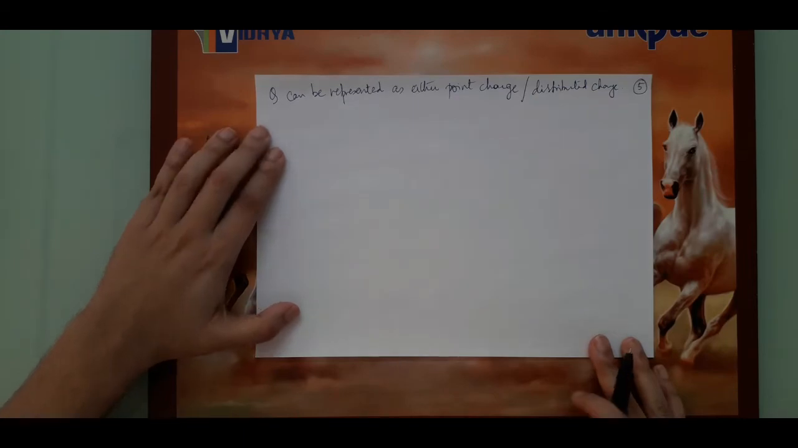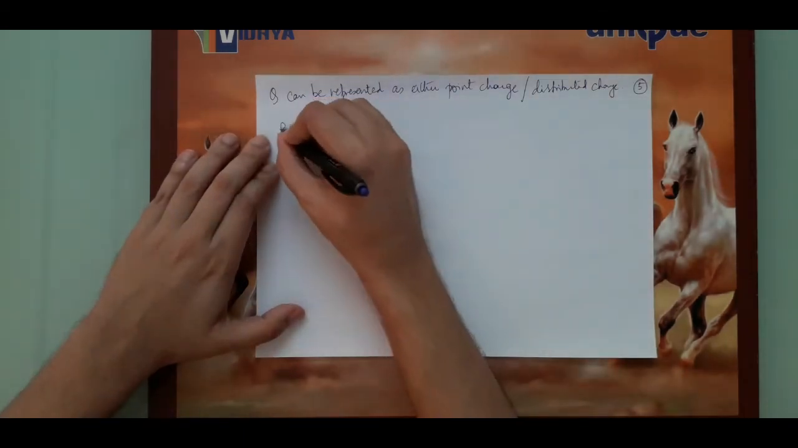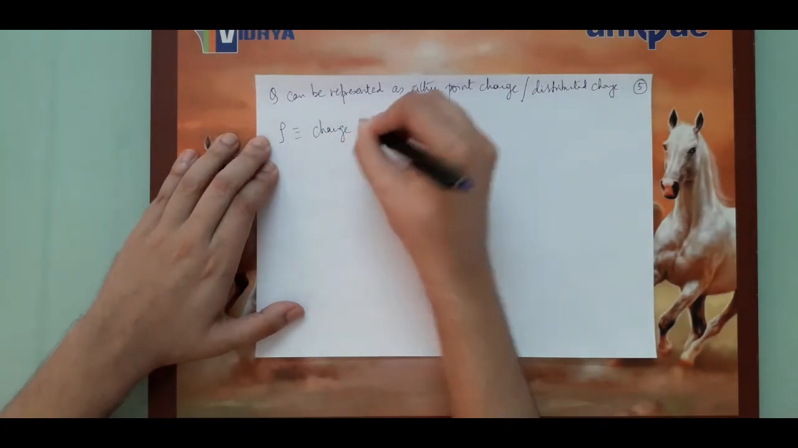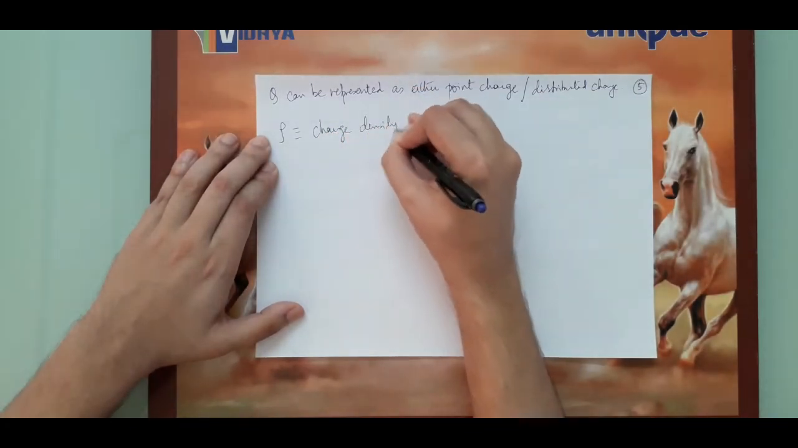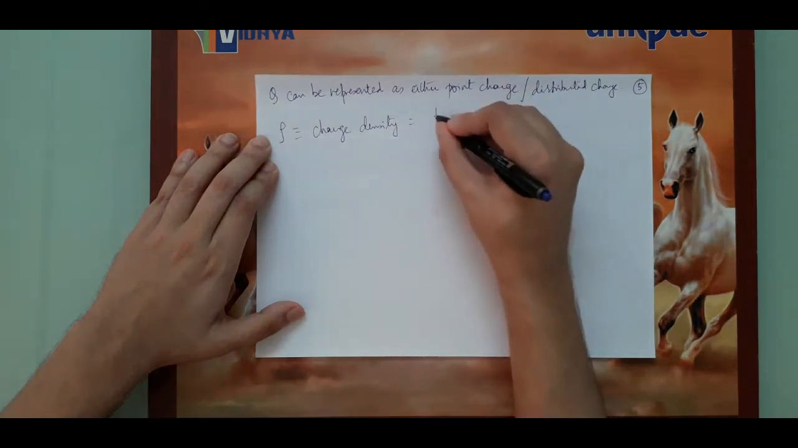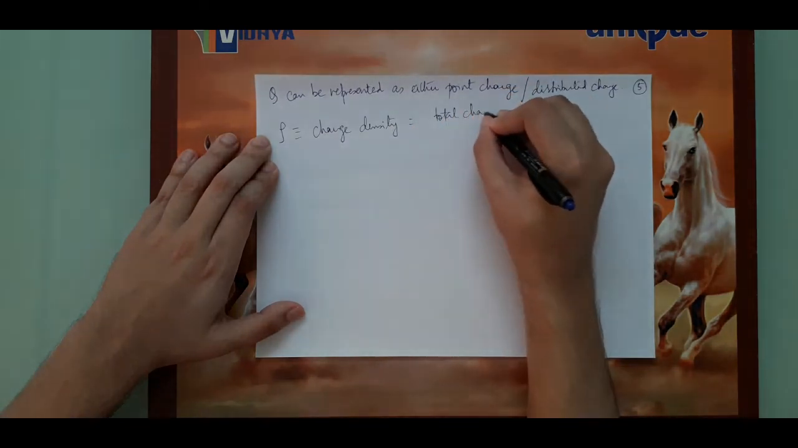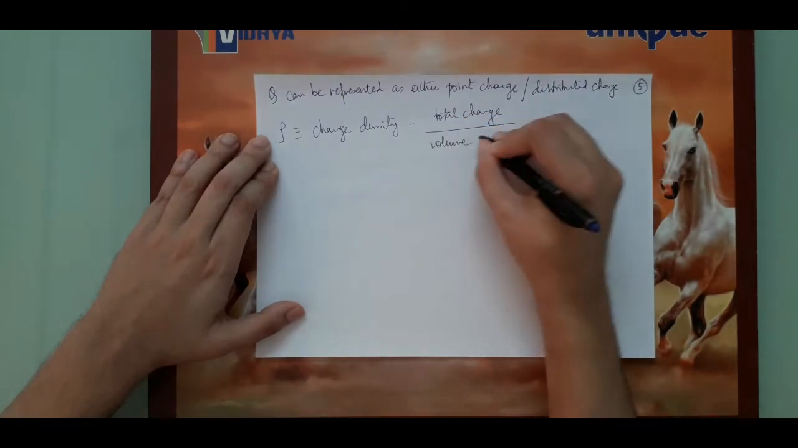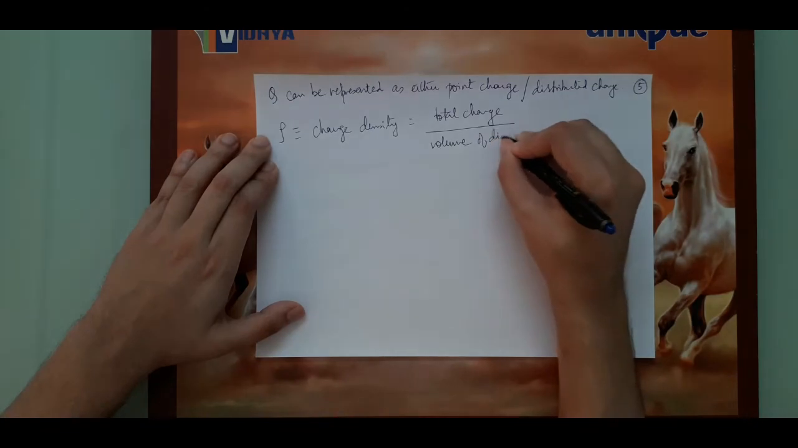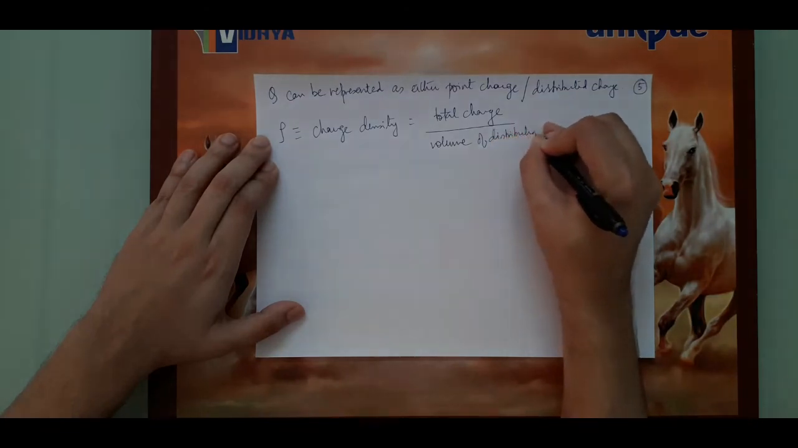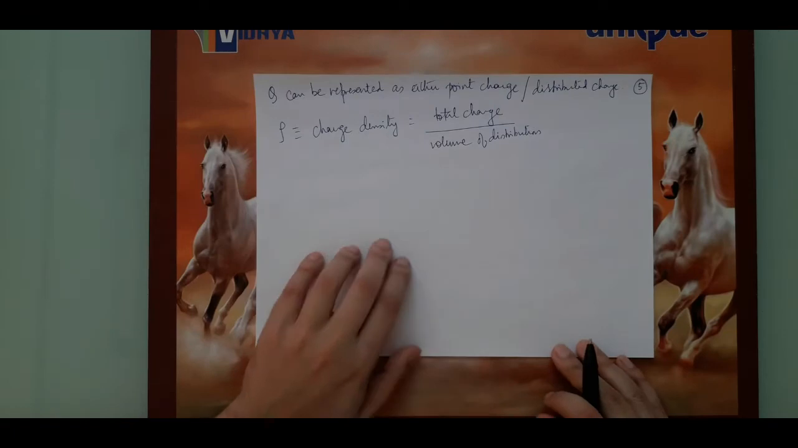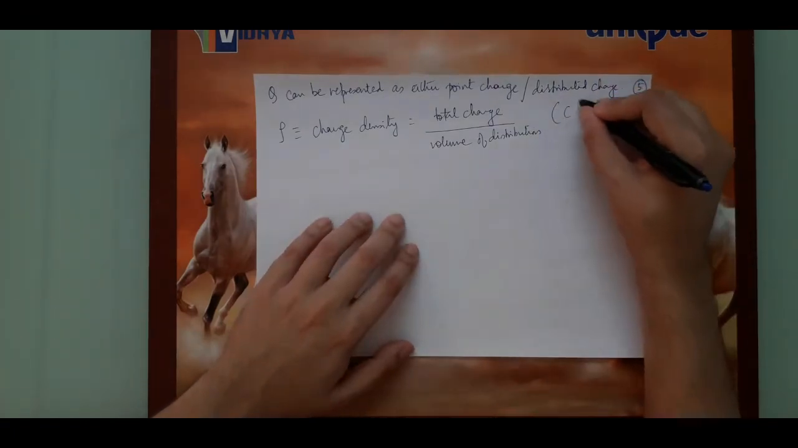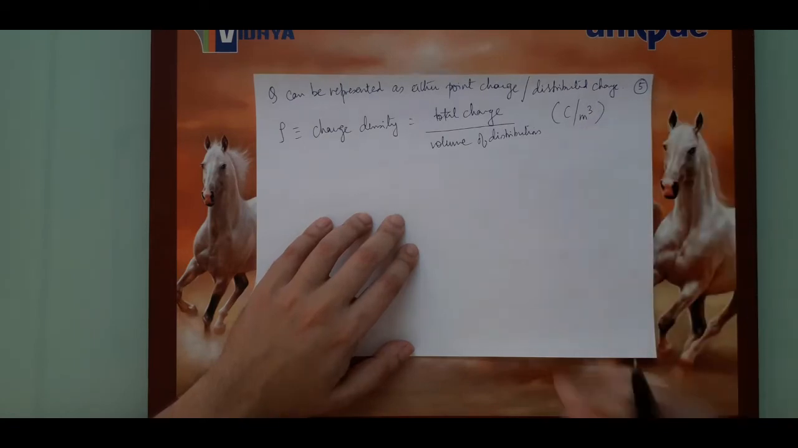So therefore, let us define something called rho, which is nothing but charge density, which is defined as total charge divided by volume of distribution. So therefore, rho is also called volume charge density. So the unit for this will be coulomb per meter cube.